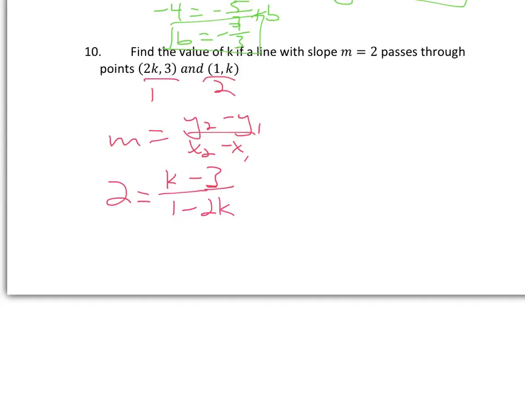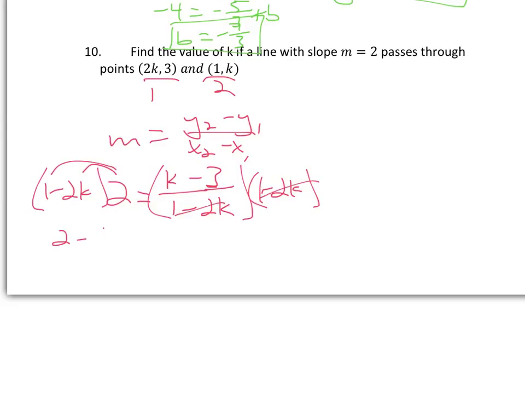Now, it's a little bit more complicated equation, but we can still solve it. Remember, if you ever have a variable in the denominator, okay, don't mess with it, okay? Just multiply both sides by that denominator to get rid of it. So 1 minus 2k multiplied by both sides. Okay, so these will cancel each other out. Distribute my 2 over there. I've got 2 minus 4k equals k minus 3.